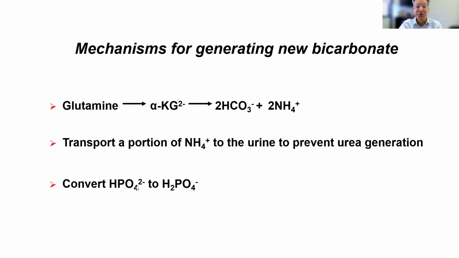And then we convert HPO4 to H2PO4. Every time that occurs, you generate a bicarbonate ion that, when it leaves the basolateral membrane of the cells, acts as a new bicarbonate ion that was not part of your glomerular filtrate to match the daily hepatic proton load. This is also called titratable acid. You might see that in the literature.